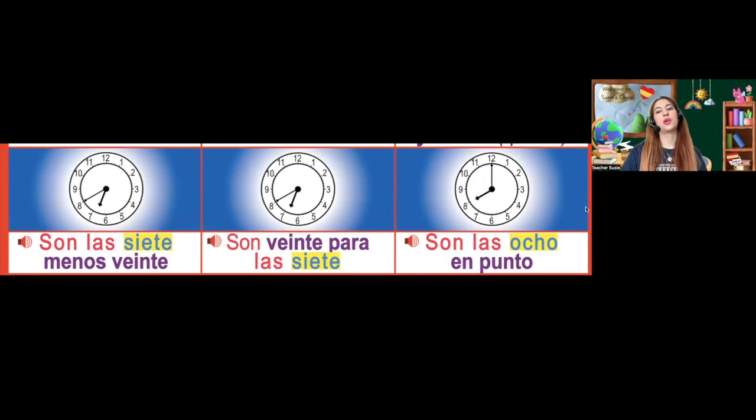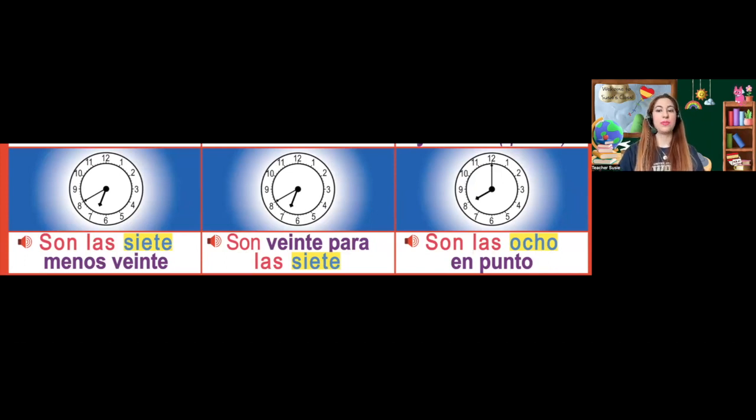Or you remember o'clock, right? How do you say o'clock? Oh, en punto. En punto. Perfecto. Entonces, ¿qué hora es? Son las 8 en punto. Muy bien. Buen trabajo.